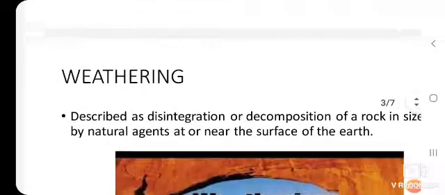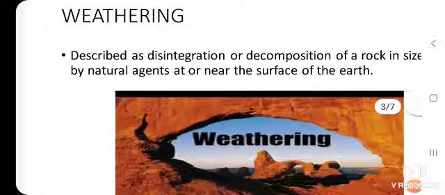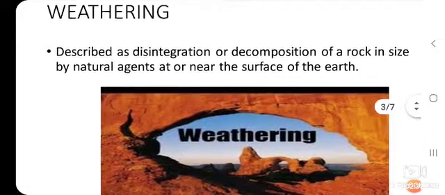What is weathering? There is a difference between weather and weathering. Children, weather and climate and weathering, these are completely different. Weathering is completely different. Weather is completely different. Okay, so first let me explain to you what is weathering.